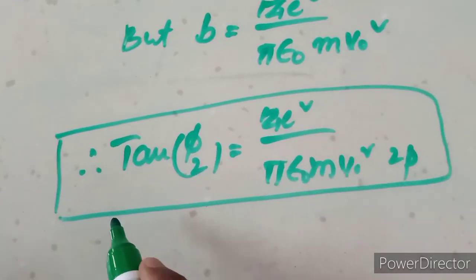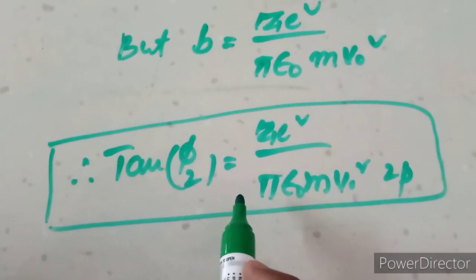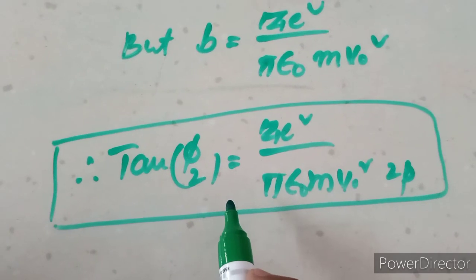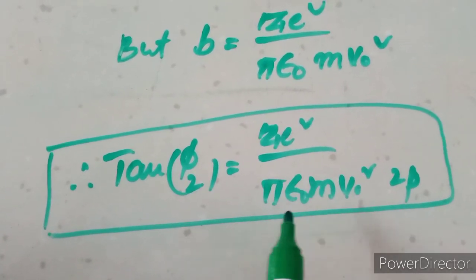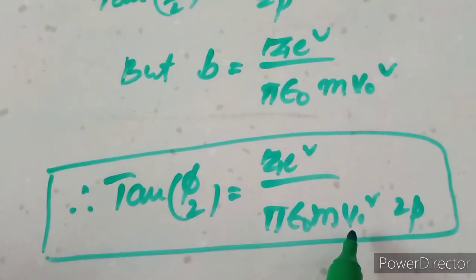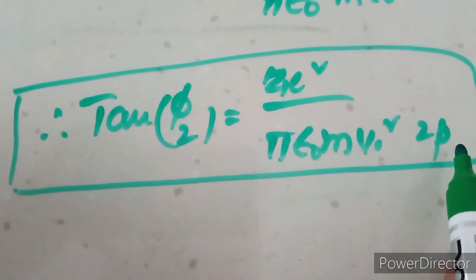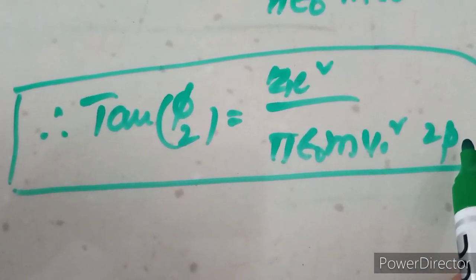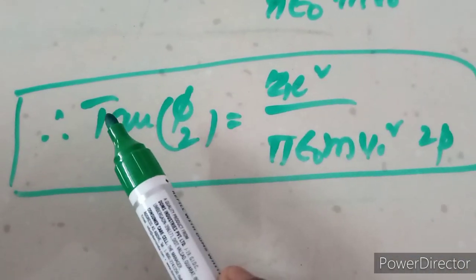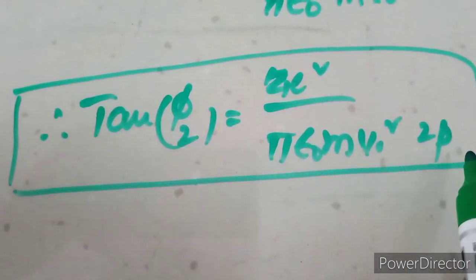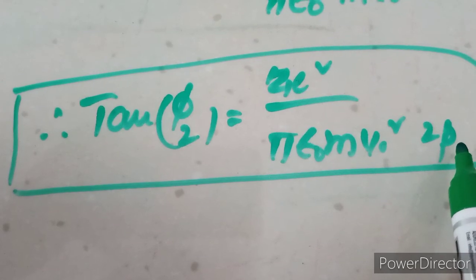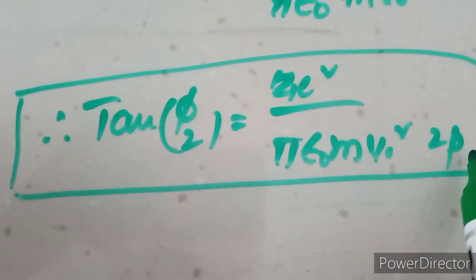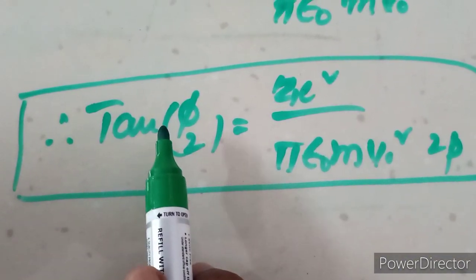So this is the angle of scattering. This is known as the scattering angle. Tan phi by 2 equals Z g square upon pi epsilon naught m v naught square. It's clear that if P is very small, then the scattering angle is increased. If P is increased, the scattering angle is decreased.